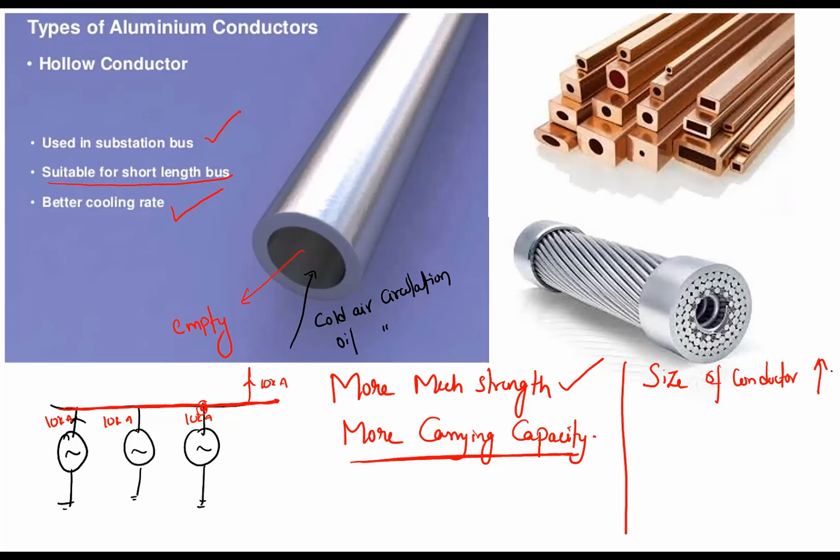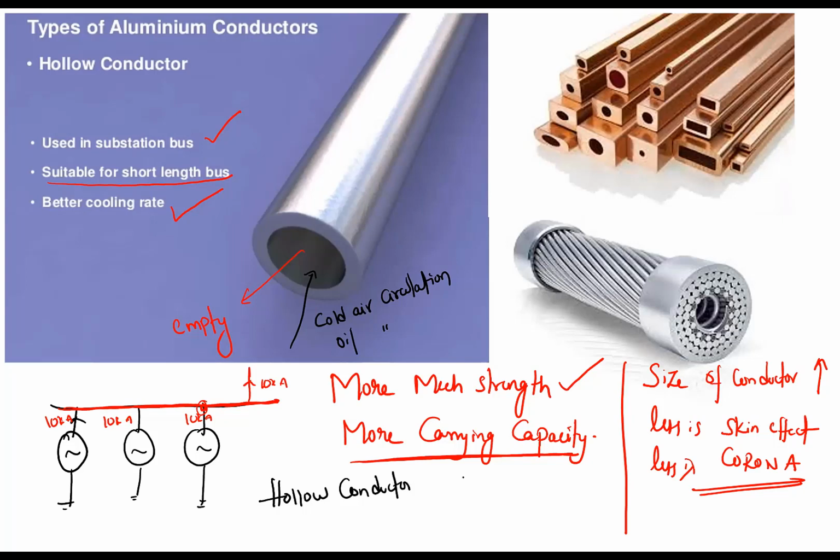More is the size of conductor, less is skin effect, and less is corona. Okay, so hollow conductors have less skin effect. In fact, skin effect is negligible. Why? Because there is no center portion. All the current is concentrating on the surface, so there is no center portion. Skin effect is negligible, and corona is also less.